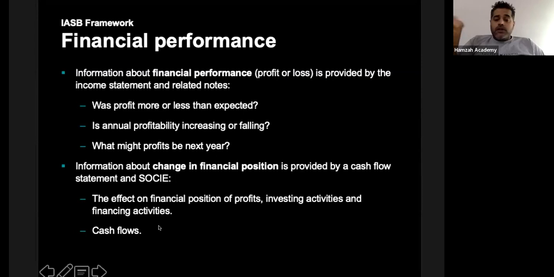Profits, investing activities, and financing activities, and that is the cash flow statement. Talking about the cash flow statement, it helps us to identify where the cash has been spent, and we normally categorize our cash flow. This information helps users to assess not just the effect of the profit or losses in the period, but also the effects of the cash flows in and out of the entity. So this is the multiple information that we get.